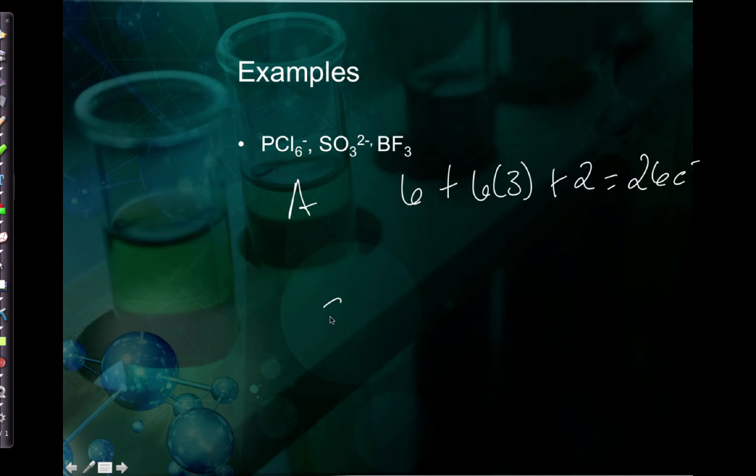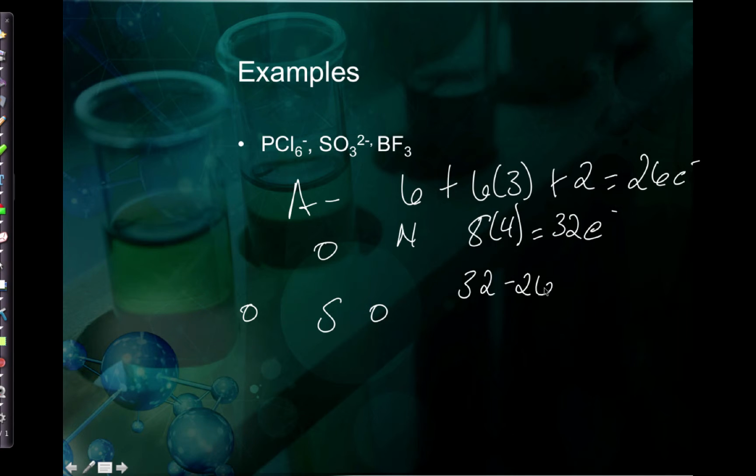All right, so sulfur will go in the center, oxygen around it. Now let's figure out how many bonds I should be making here. I know that sulfur wants 8, oxygen wants 8. So I would need to have 32 electrons. To get my number of bonds, it would be 32 minus 26. So it would be 6 electrons, so it will end up being 3 bonds.